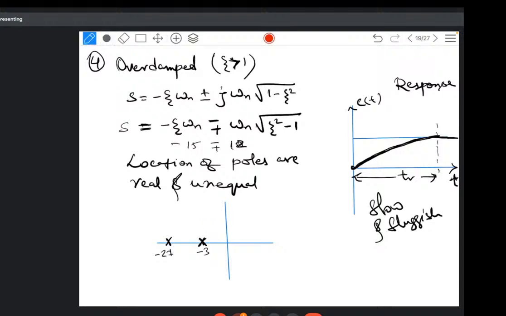So the poles are real and distinct. I can say that for an overdamped system, the location of the poles are real and distinct. Distinct means unequal. Okay, but they are lying in the LHS plane only.